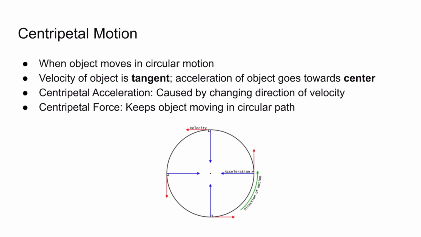Okay, now moving on to centripetal motion. So centripetal motion is circular motion, and you need to know that the velocity of an object in centripetal motion is tangent to how the object is moving, but the acceleration of the object always goes towards the center, and centripetal acceleration is caused by the changing direction of the velocity.